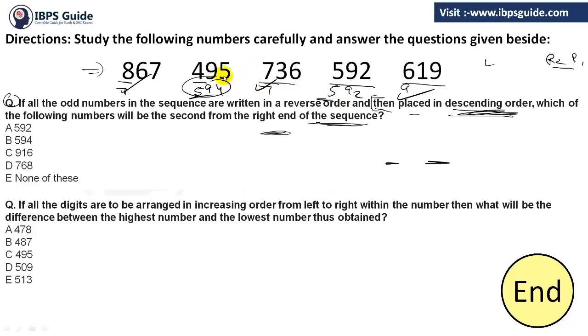That will be 594. That is okay, 594, because 592 will come here and 594 will come here. Clear or not? So the answer will be option number B. So this is how you solve. No need to change all the numbers, just change whatever we want. Clear? Now let's see the second question.